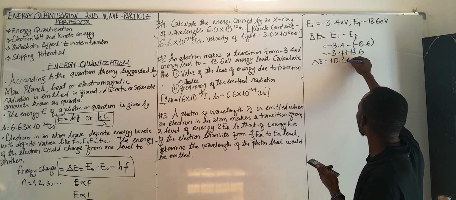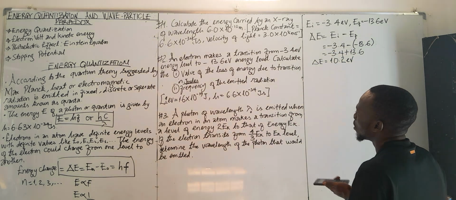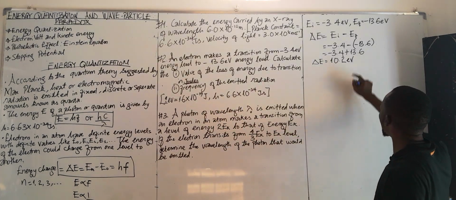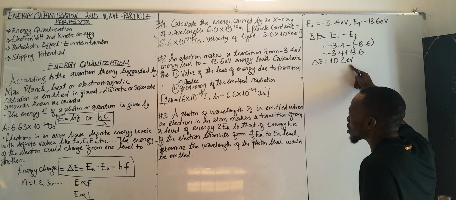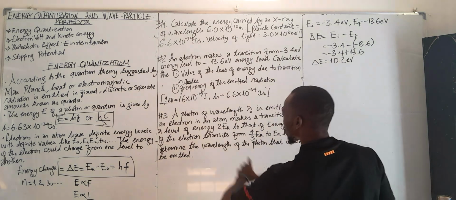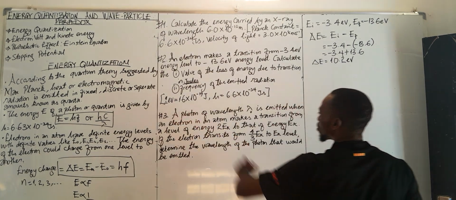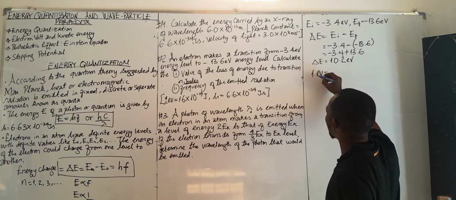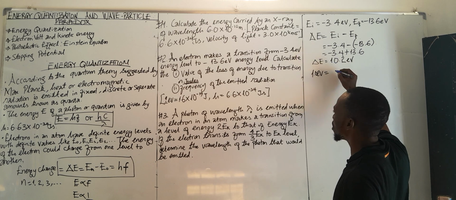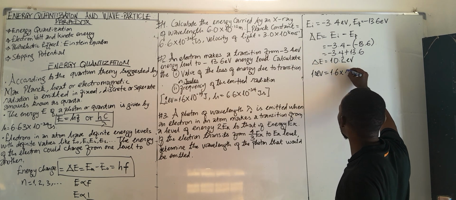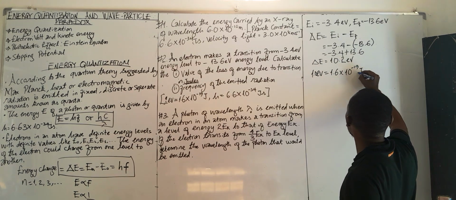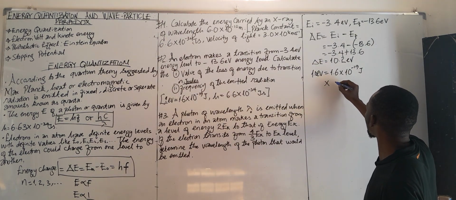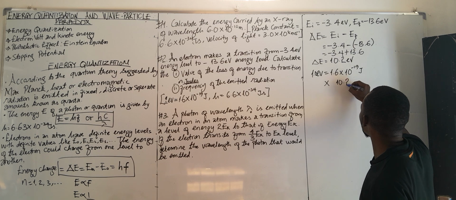Never forget your unit, electron volts. But now, the question is telling us to find it in joules. So what is the relationship between electron volt and joule? It's already given to us in the question. If 1 electron volt equals 1.6 times 10 to the power minus 19 joules, what will be 10.2? It's very simple. All you just need to do is to multiply it by 10.2.